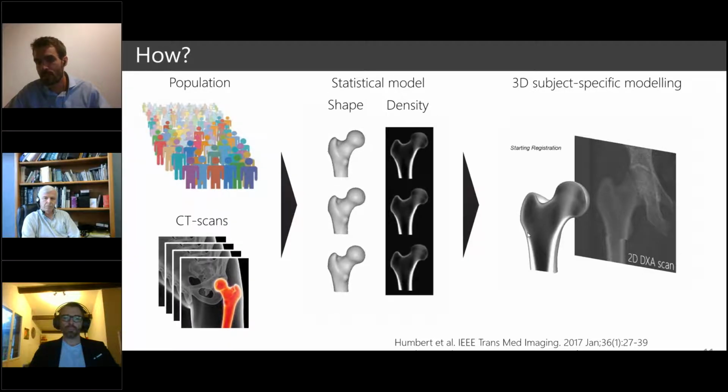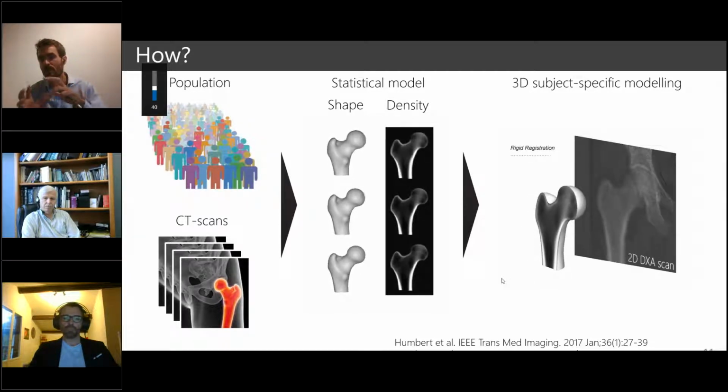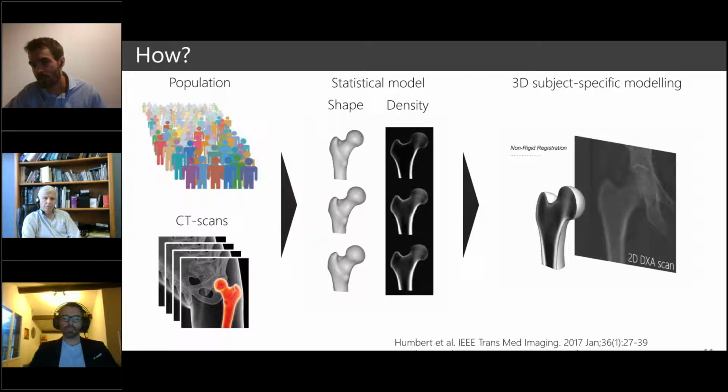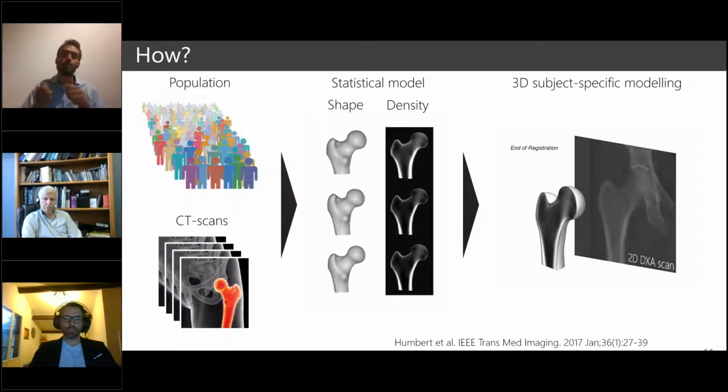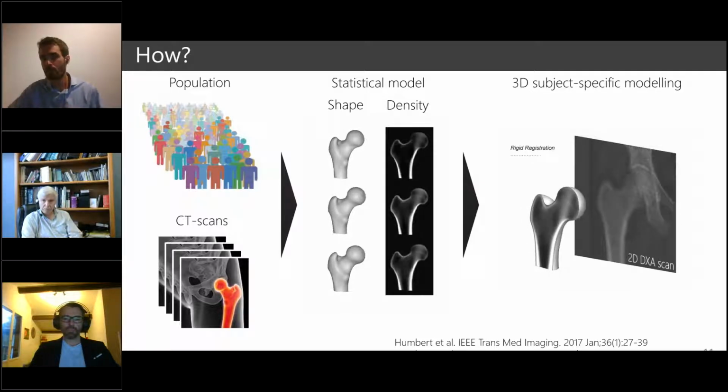So you will see it in this video. You see that we adjust the pose, the shape and density, and that the projection gets better in terms of similarity compared to the 2D DEXA scan of the patient. So at the end of the process, what you obtain is a personalized CT-like model of the femur of the patient.